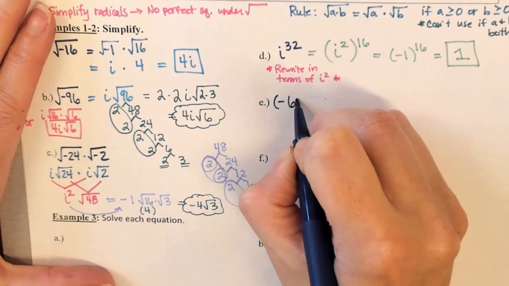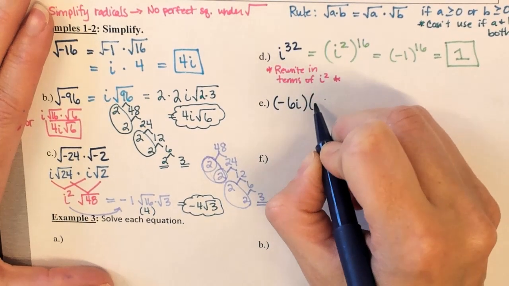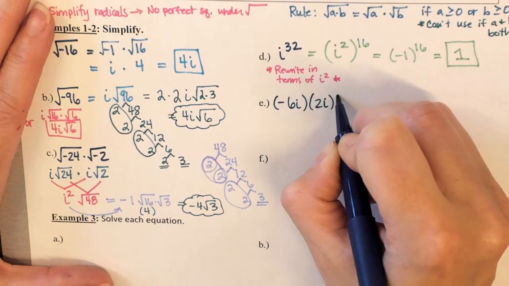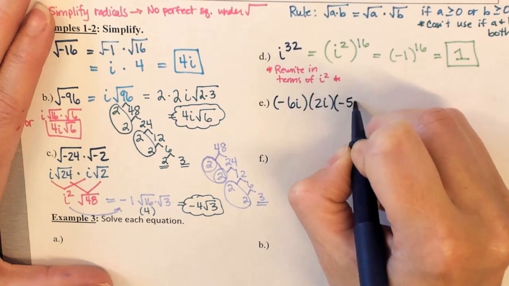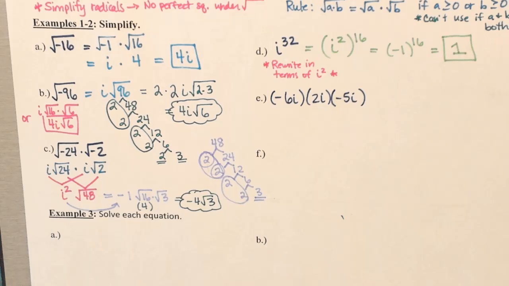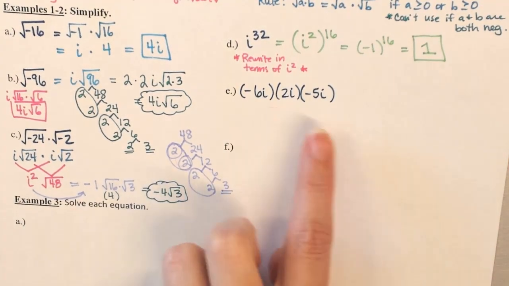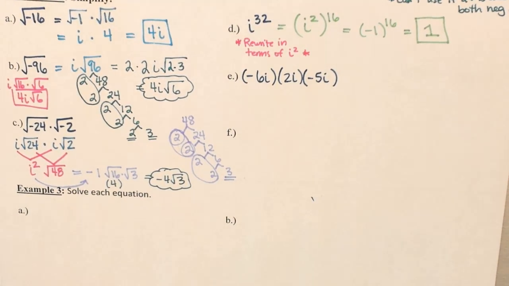All right, and then let's try a different type of example. So you might see something like this. We have negative 6i, 2i, negative 5i. Okay, and then I want you to think about what you want to do first.